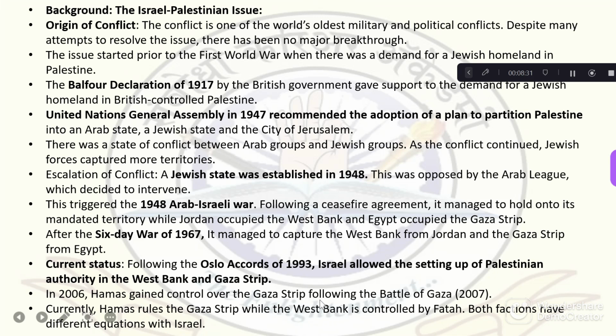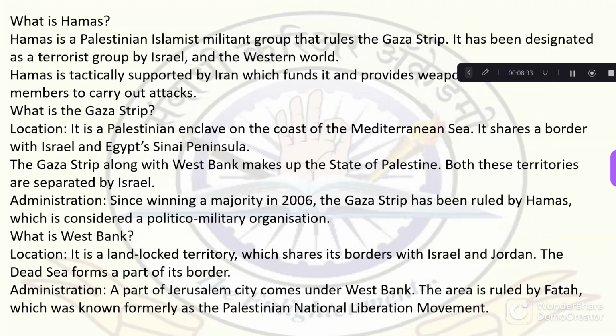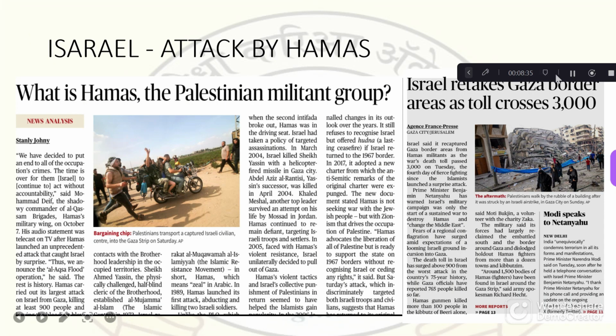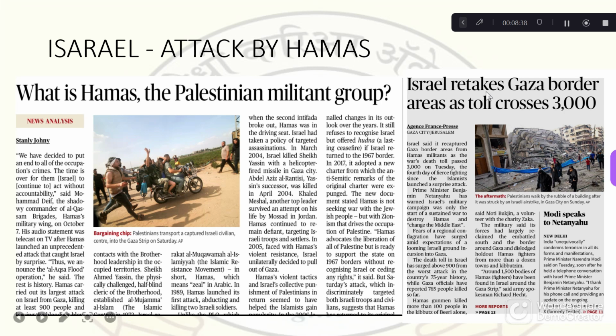Okay, so what is today's news? Israel has retaken the Gaza Strip, which was under Hamas. So this was the news, and we have seen who the Hamas people are. They are a Palestinian militant group, which was formed eventually because of the conflict between the Israelis and the Jewish people.